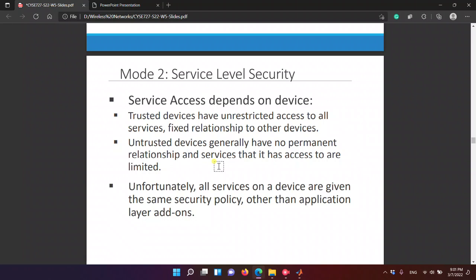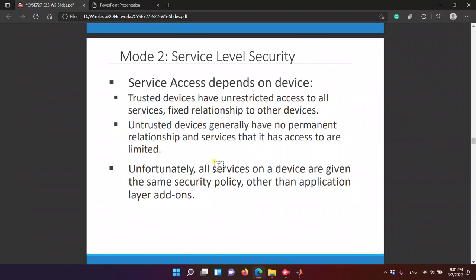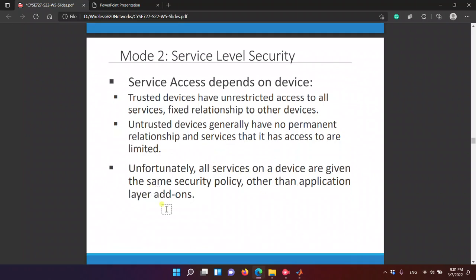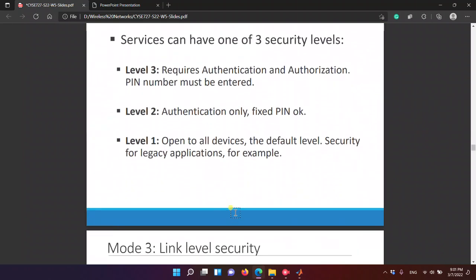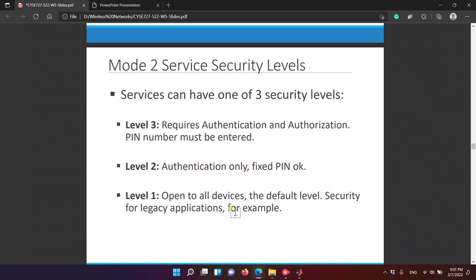Mode 2 is service level security. Service access depends on the device, so trusted devices have unrestricted access, and untrusted devices have no permanent relationship and the services it has access to are limited. But all services on a device are given the same security policy, other than application layer add-ons.